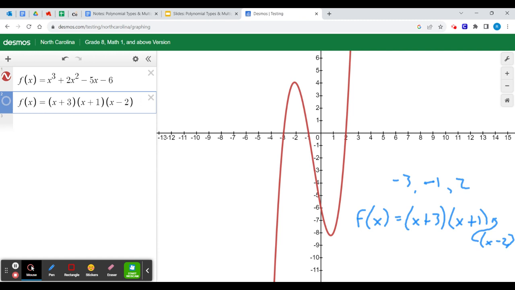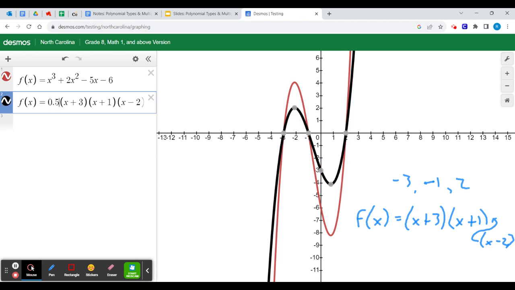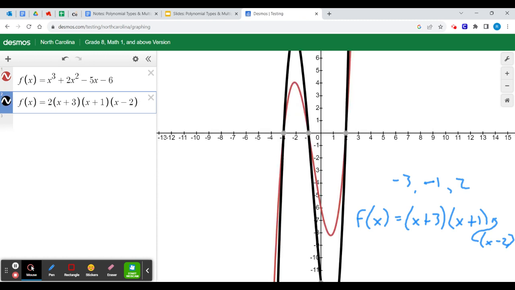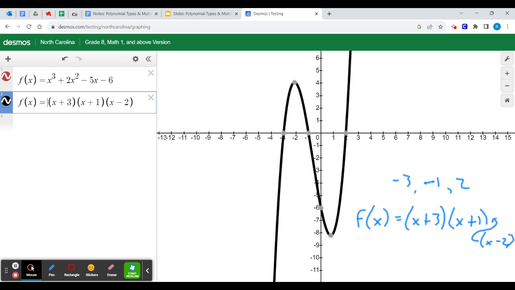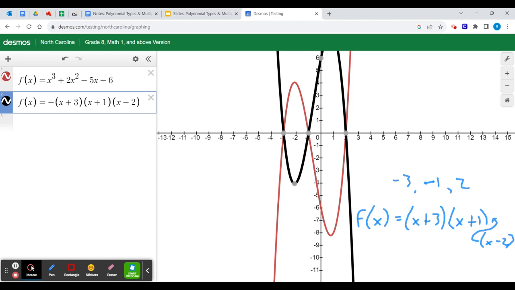Then if I were to ask, hey, if we wanted to stretch this at all or maybe squish it down a little bit, we can throw some leading coefficients out in there, maybe like 0.5 to make it stretch smaller, maybe 2 if we wanted to stretch higher. And if we wanted to flip that completely, we would hit negative. And you can see how that graph shape has changed. We now have that negative end behavior for our third degree polynomial.